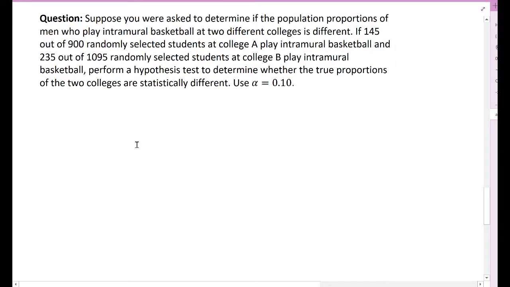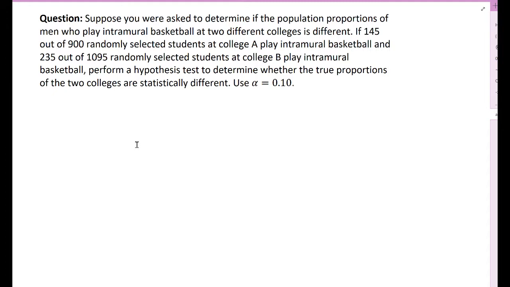All right, example. Suppose you were asked to determine if the population proportions of men who play intramural basketball at two different colleges is different. If 145 out of the 900 randomly selected students at college A play intramural basketball, and 235 of the 1,095 randomly selected students at college B play intramural basketball, perform a hypothesis test to determine whether the true proportions of the two colleges are statistically different. We're going to use an alpha of 0.10.